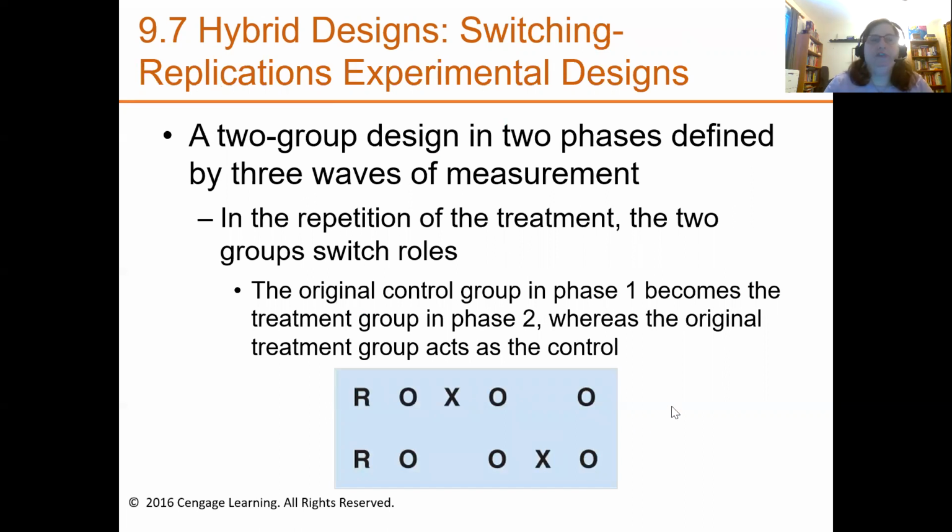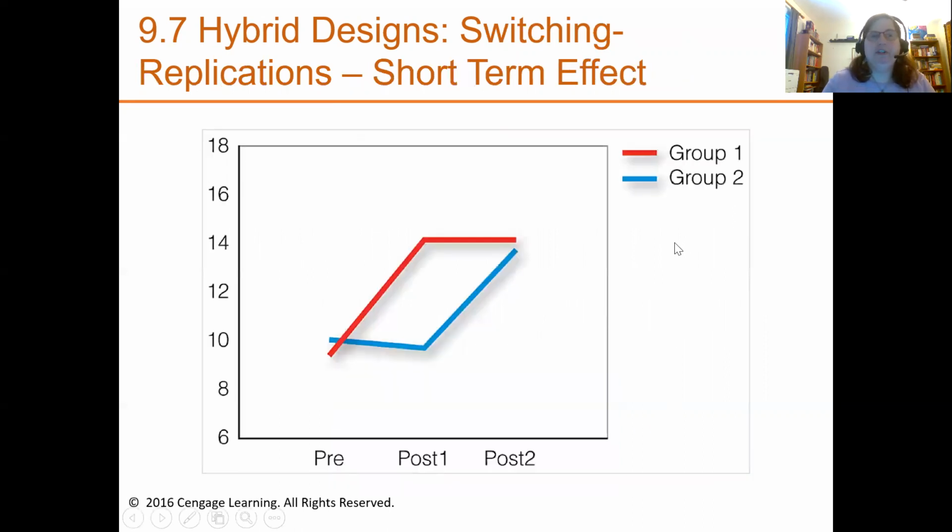Now this one's kind of interesting because you can have some different things happen. So here's one possibility with a short-term effect. Okay, so group 1 gets the treatment initially, see all that effect, and then nothing else happens because they're not getting the treatment between post 1 and post 2. This one doesn't get the treatment between pre and post 1, and you can see they even go down a little bit, and then between post 1 and post 2 they almost catch up.